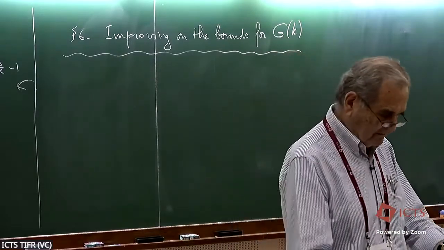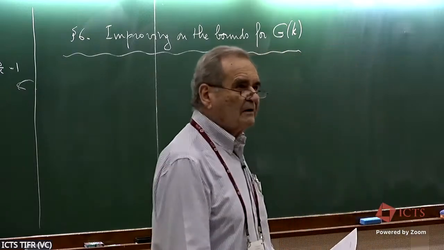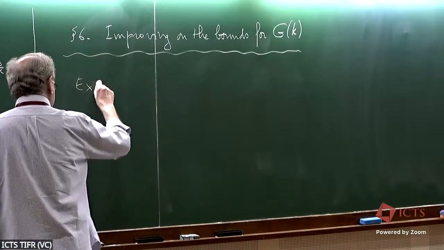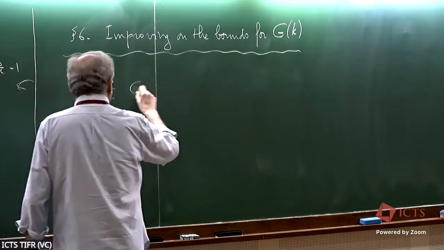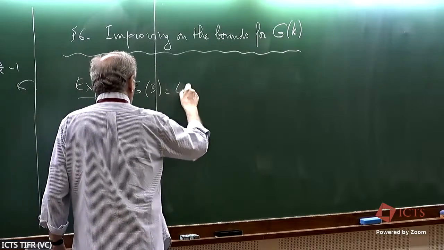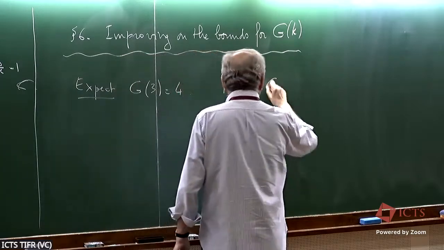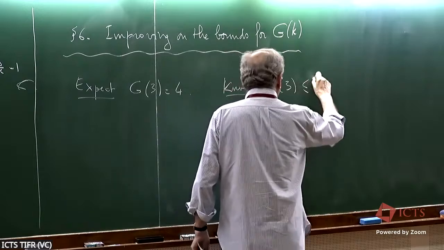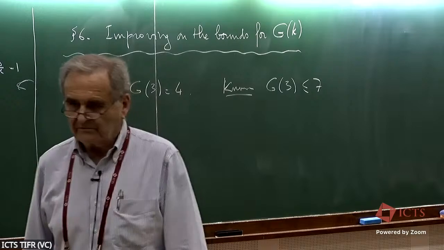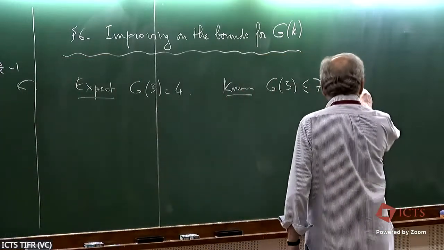I don't know if it is the reason of the notation, but something like that. So what we expect, for example, is little g of 3 is equal to 4. Known little g of 3, this is due to Linnik, is at most 7. So there is some gap. It is better than 9, which is little g of 3, which is equal to 9.